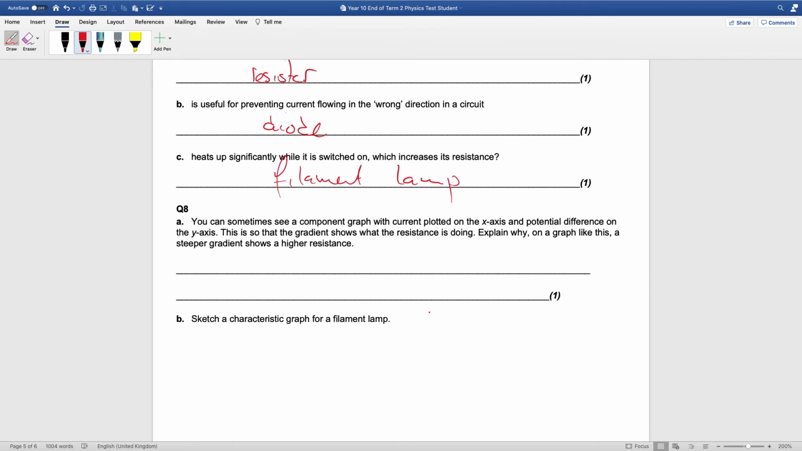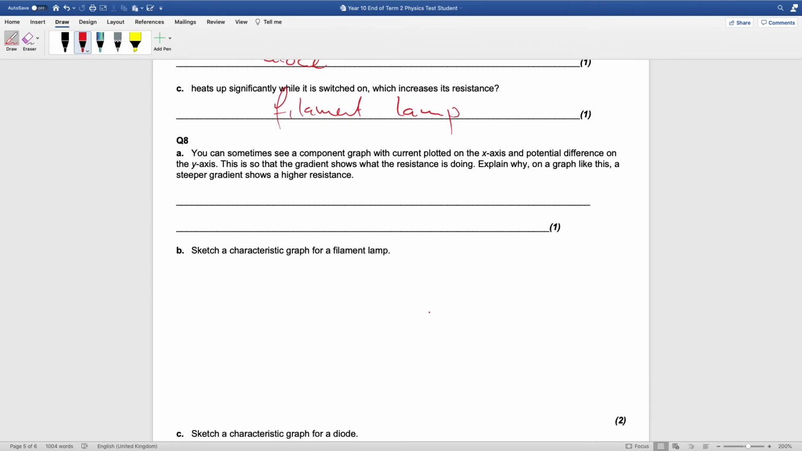Question 8, because resistance is PD over current, V over I, and the gradient is V over I, then the steeper the graph, the bigger the resistance.